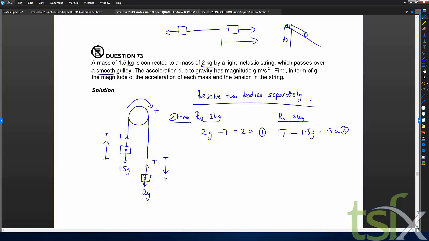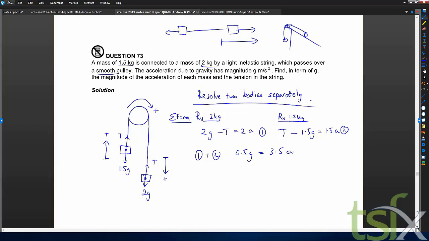Now, if we look at those two equations, we could just add them together, couldn't we? Because the T's will cancel out. So we'll get 2G minus 1.5G, which would be half G, so we'll put 0.5G, equals 3.5A. Is that correct?